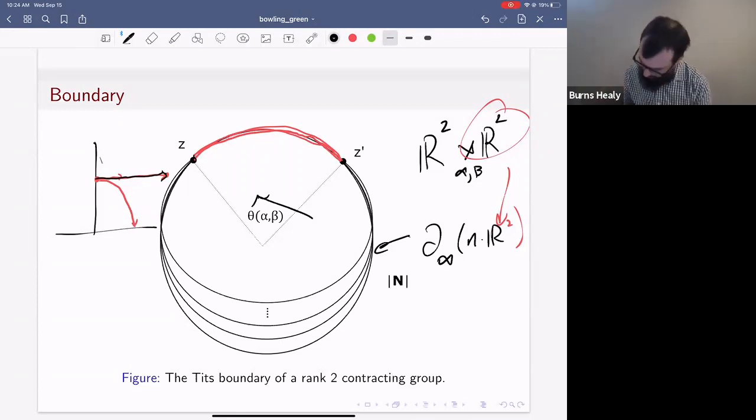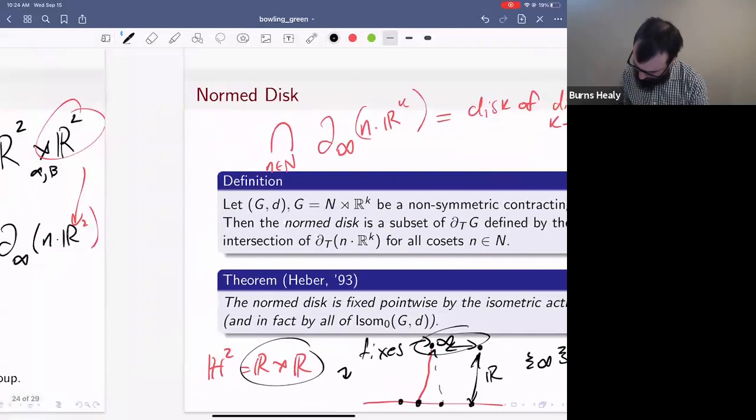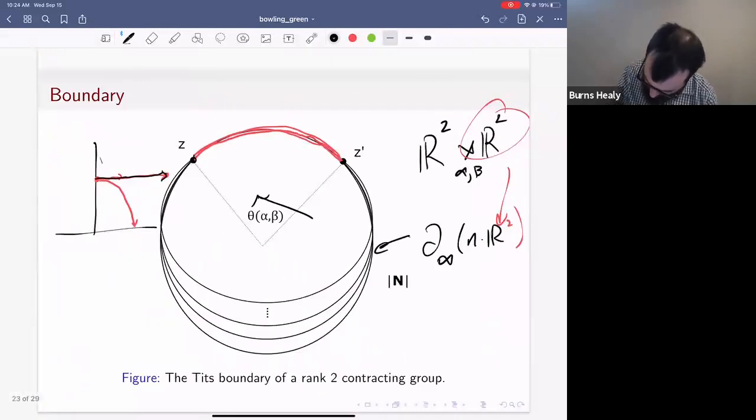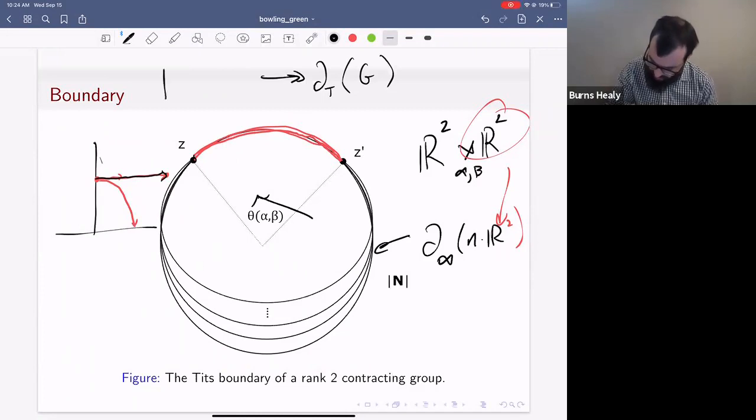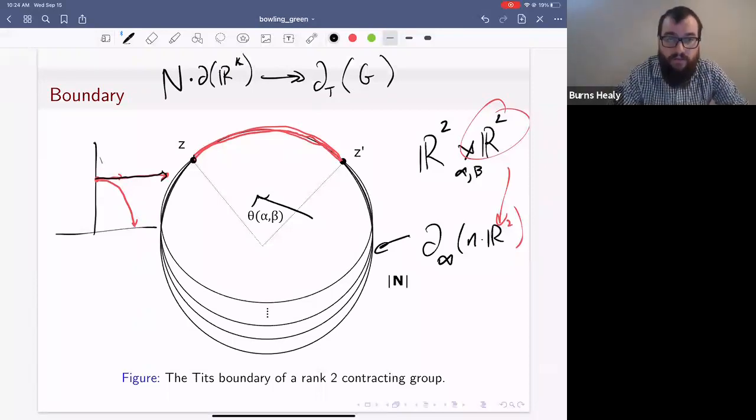Yeah. So what Heber shows is that you can get the Tits boundary. Let's say there's the Tits boundary of G. What Heber shows is that you can surject onto this by taking the boundary of your R to the K and moving it around by n, and that this is actually a surjection. So everything that you can find in the Tits boundary does appear in a sphere which represents the coset of one of the abelian factors.